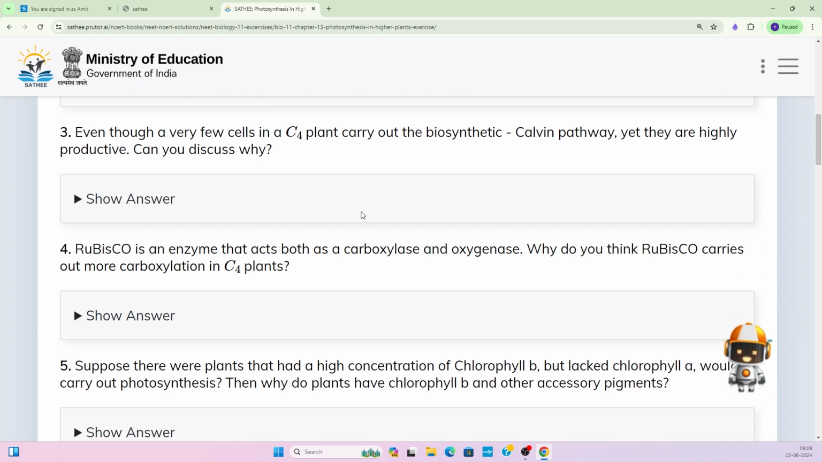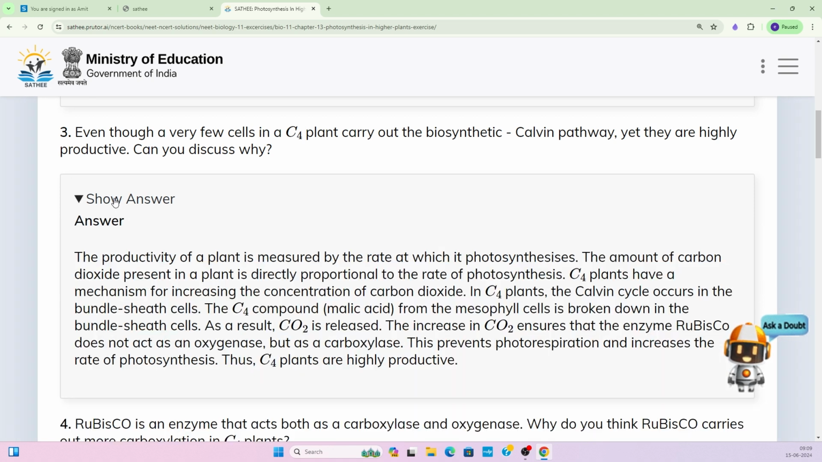Even though very few cells in a C4 plant carry out the biosynthetic Calvin pathway, yet they are highly productive. Can you discuss why? Very few cells are involved in the Calvin cycle, but the number is very, very few in the case of a C4 plant. Still, they are very highly productive. Now how can we say that?